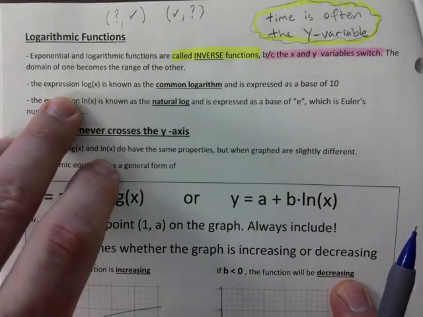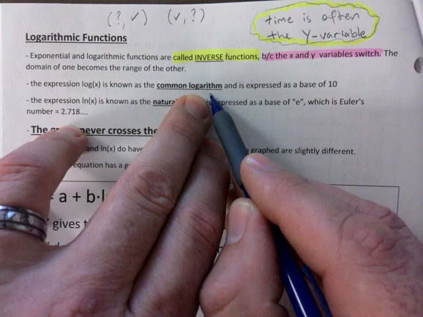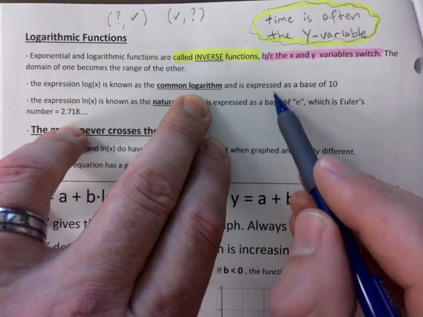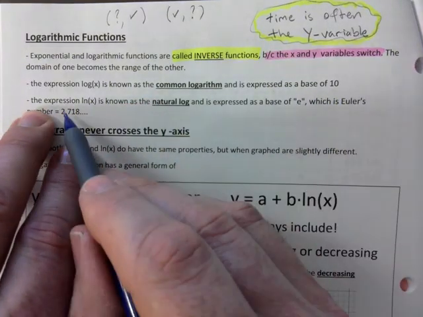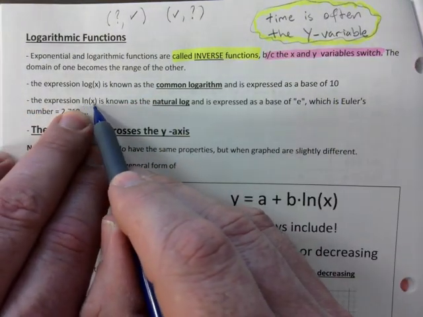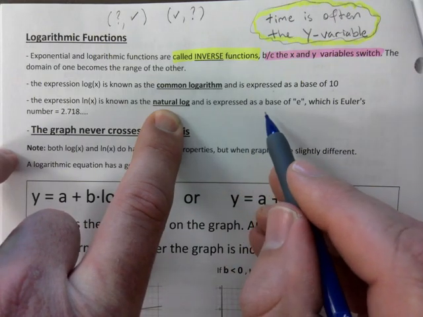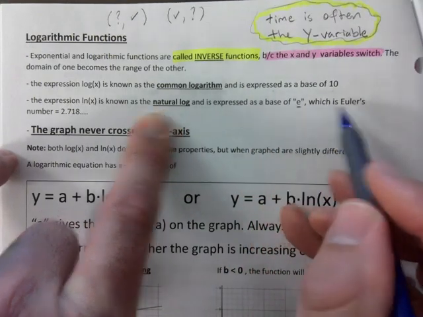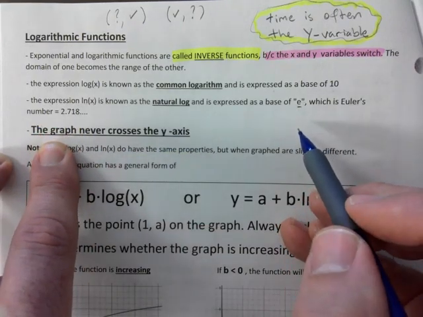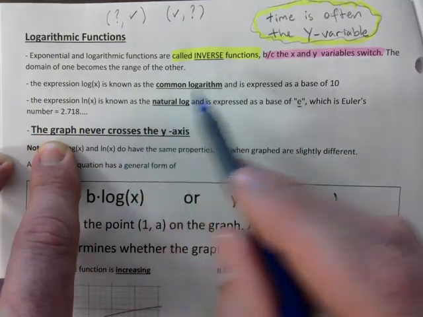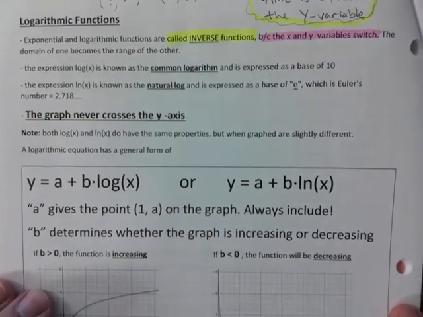Okay. The expression log is known as the common logarithm, and it's expressed as a base 10. The expression ln x is known as the natural log, and it is expressed as a base of e. This is Euler's number, remember? So that's my base. You don't need to freak out over this too much. Just follow along for now.